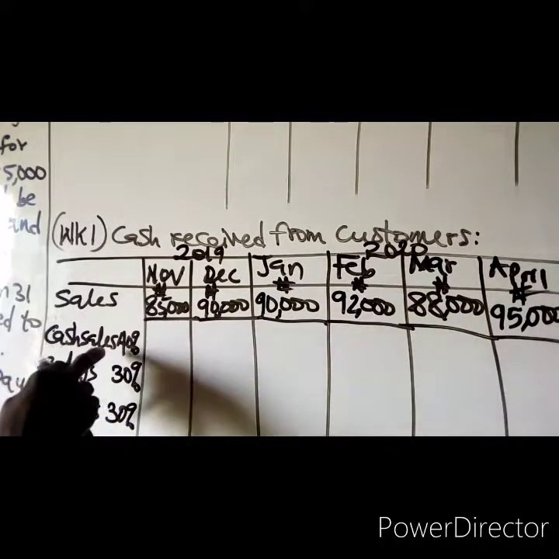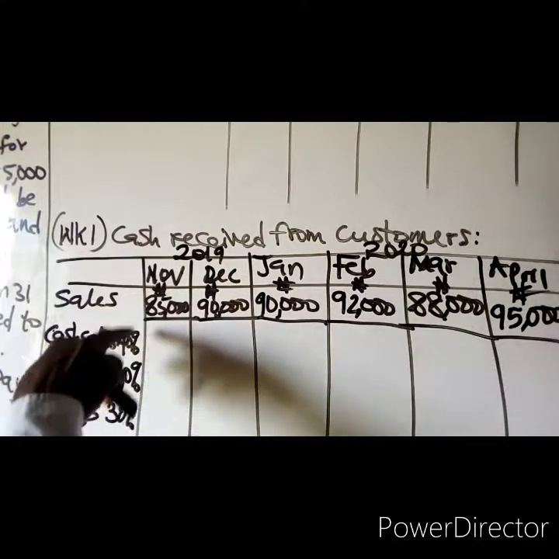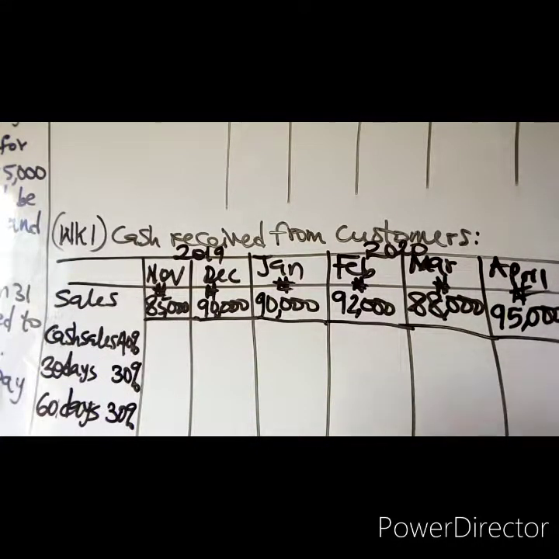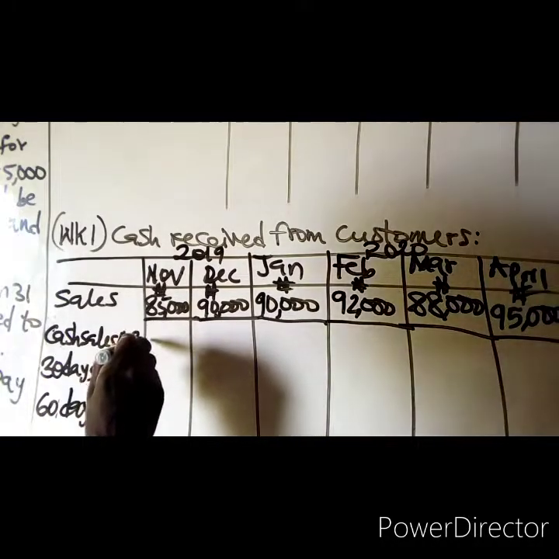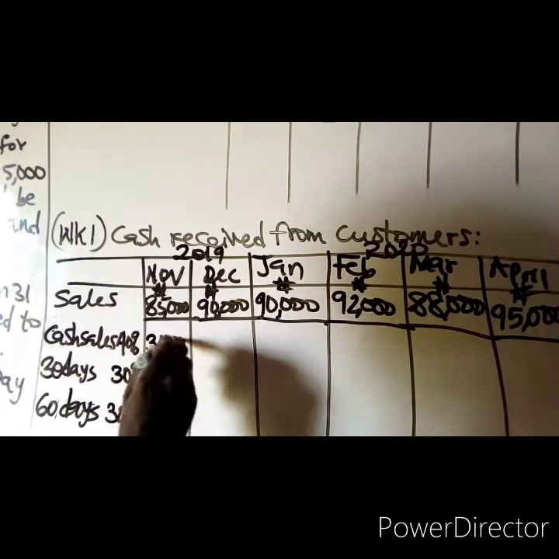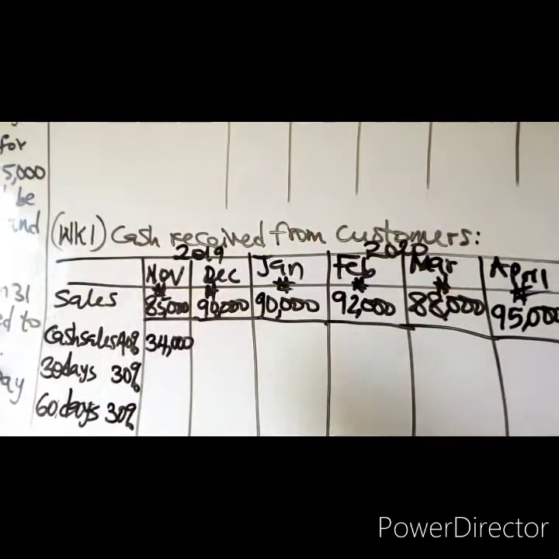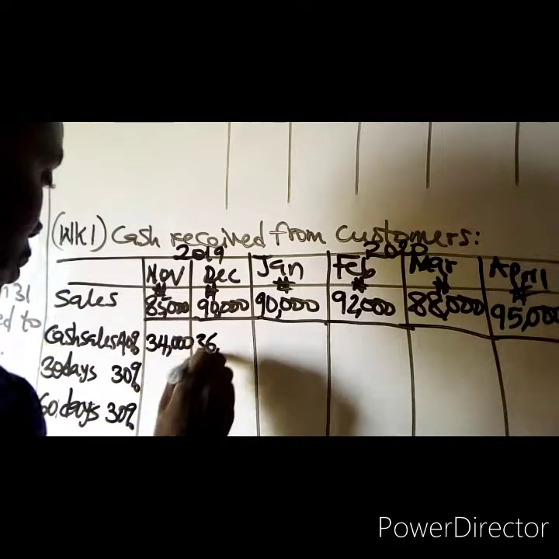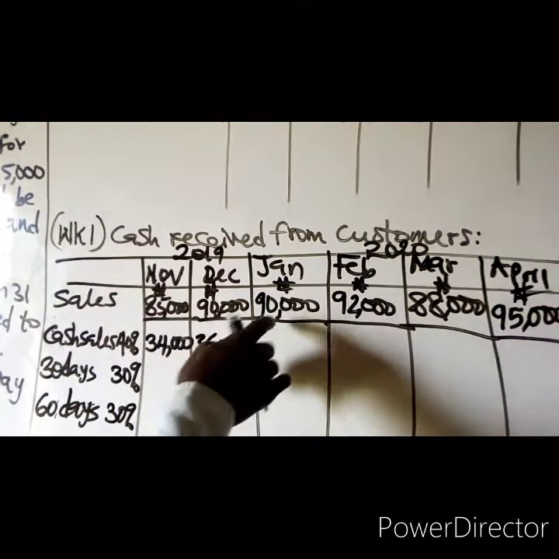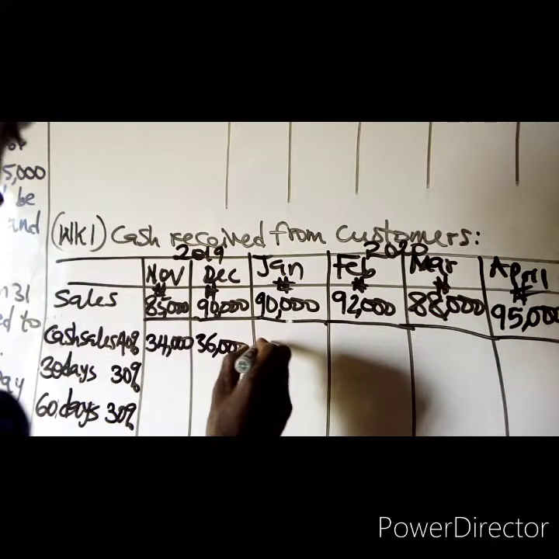Now, if it is cash, 40% will be received the same month. That means 40% of 85,000, the sale that was made in November, is 34,000. This 34,000 will be received the same month, the month of November. Then 90,000 now, 40% of that is cash sales. We have 36,000.